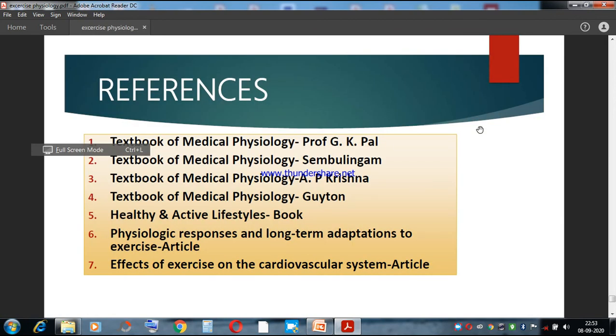So I think this is it from exercise physiology. There is actually much more, but we have to go faster, because in the book there are more details given and we have covered it in a much shorter way. So I think you should read the exercise physiology, and if there is any difficulty you can post me questions.